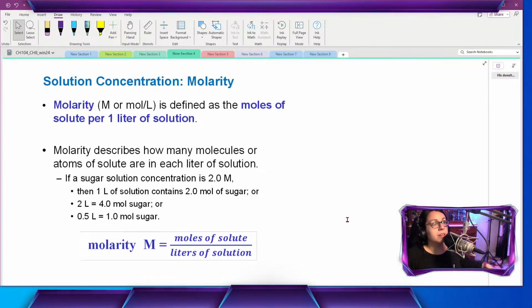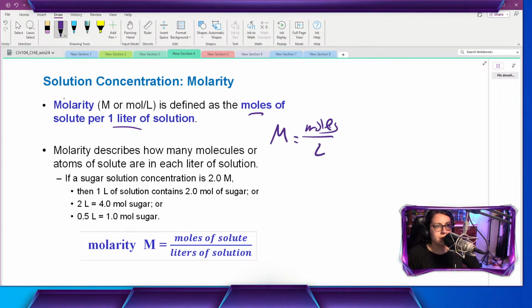All right. So solution, we have molarity. So molarity, we said, was moles per liter. So, right, molarity equals moles over liters. And this might be something that you want to put on a cheat sheet of yours. And so again, it's just telling us how many moles per solution, which we can convert to molecules if we needed with Avogadro's number.